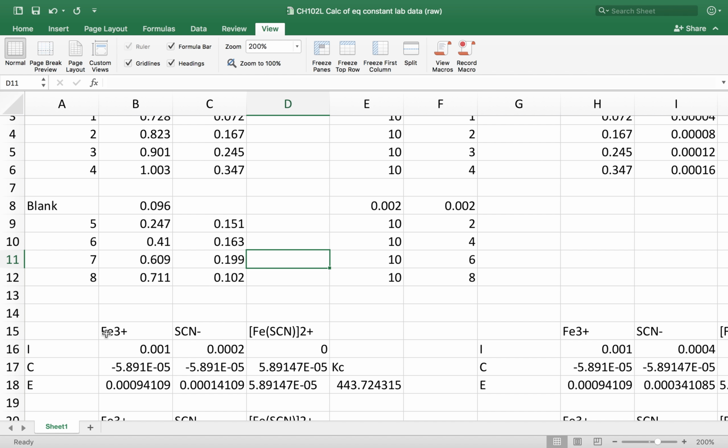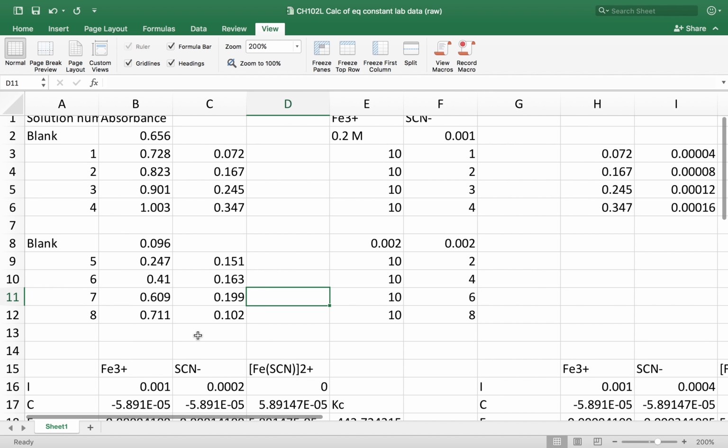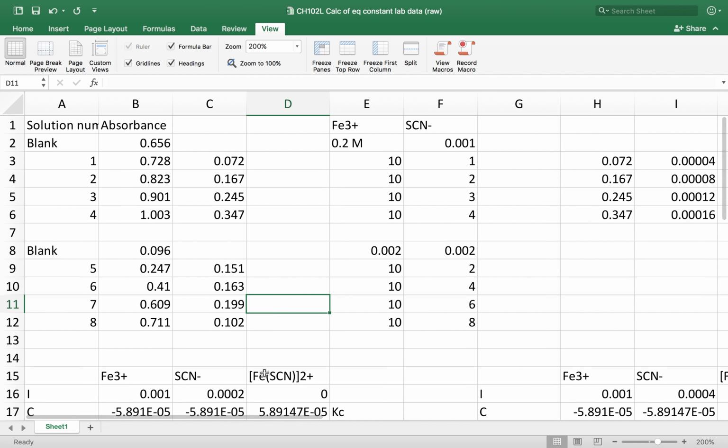So what we need are equilibrium concentrations for each of these things. And what we're going to actually measure is the concentration of this complex ion, the iron thiocyanate ion. And it absorbs in the visible range. And so what we did was we made some solutions of known concentration.